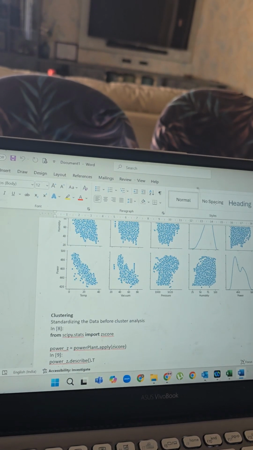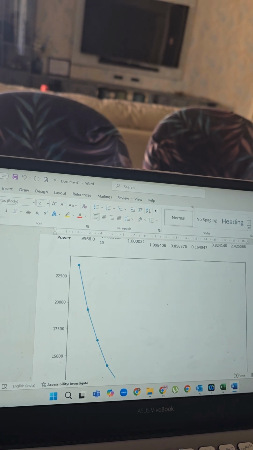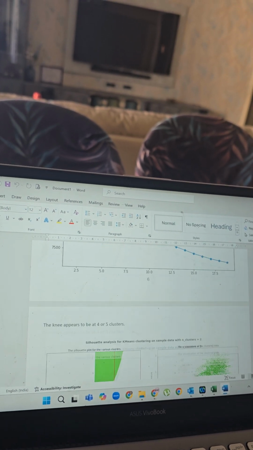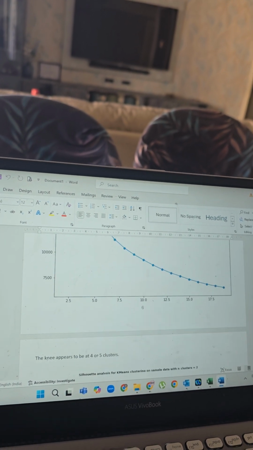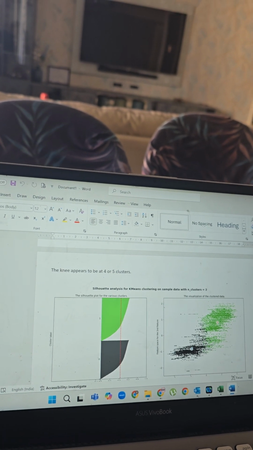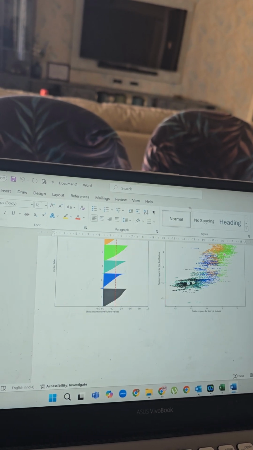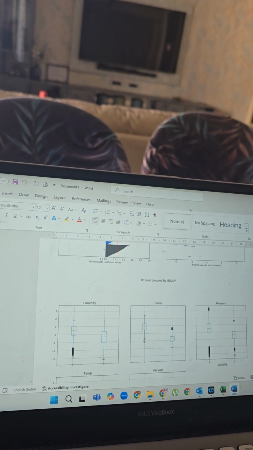So we have done clustering here, and from there we have taken the output. As we are seeing from the clustering diagram, the knee appears at 4 to 5 clusters. Also we have seen the silhouette analysis for the different clusters, and the silhouette analysis shows that at 2 clusters the silhouette is the best.